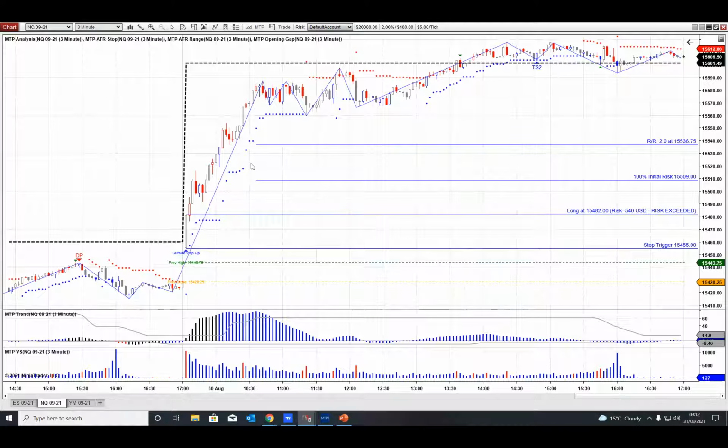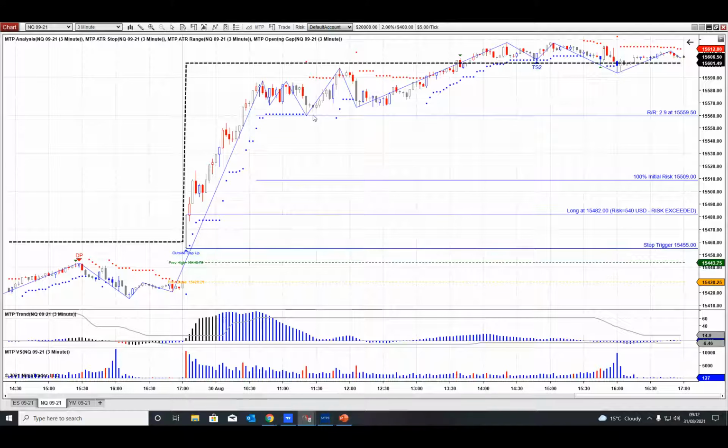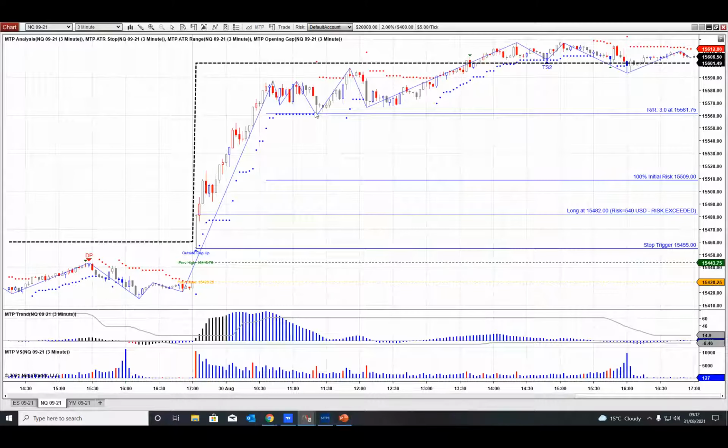You can either look to come out at the 2R level, which will be there, or as the market's strong, you can see it's above our ATR level, you can run with your ATR stop and then perhaps get stopped out. You're going to be stopped out about there, wouldn't you? It's almost 3R, isn't it? So can we call that 3R? You'd be stopped out at that level for a 3R profit.